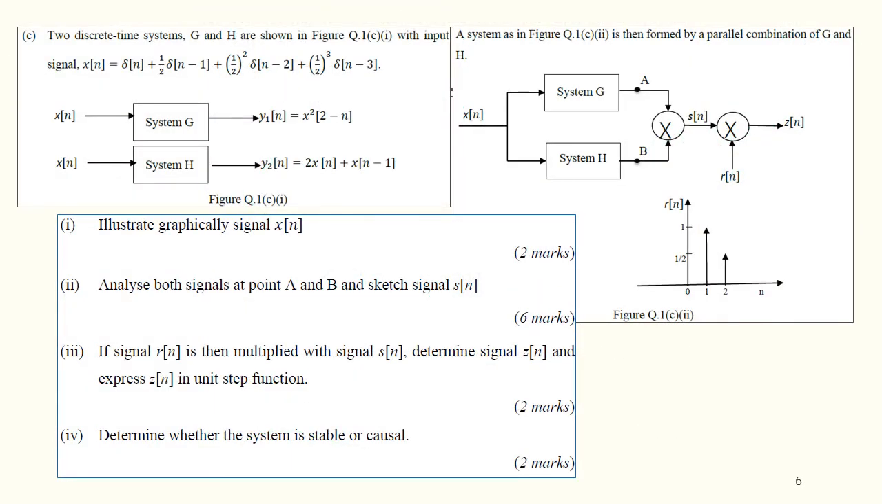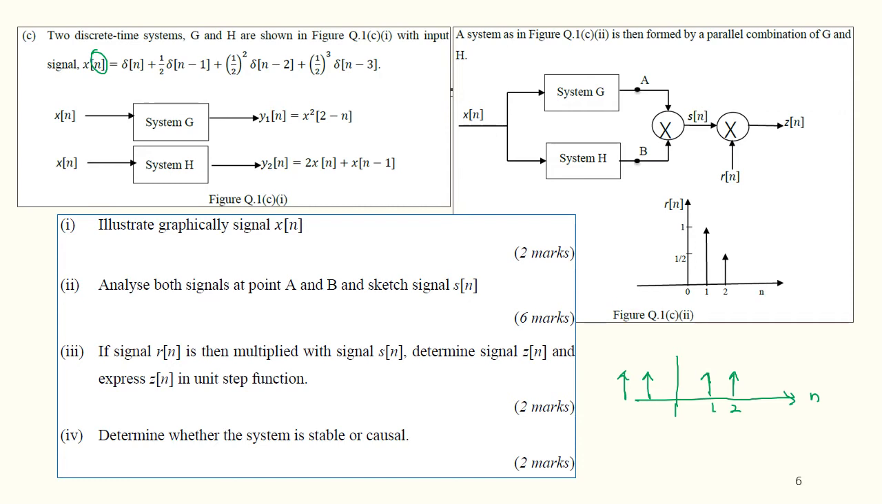Next, part C will be in discrete. When it is in the n domain, it is a discrete signal. So your signals should look something like this. This is your n, a whole number, 1, 2, 3, and so on. It can be on both sides, positive or negative. This is the n domain.